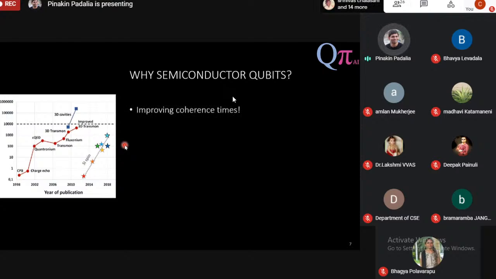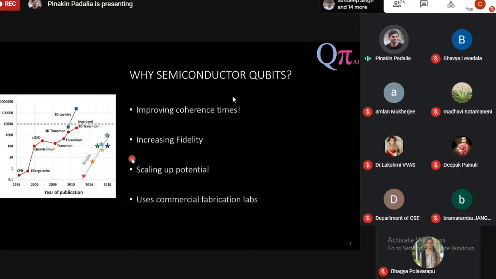So you can easily see that there has been an improvement in coherence times, which relates to the fact that we can purify the silicon and have a nice qubit there. Increasing fidelity is what you see in this graph, with only one error in 1,000, and this graph is quickly rising as we are talking right now. And scaling-up potential is something that has been proven in history, where huge computers can be in your pocket now, just because it has been possible to scale them up at such tremendous levels. And the good part is, of course, it uses commercial fabrication labs, which allows very clean fabrication in a standardized way of these qubits and the controlling circuits surrounding them.